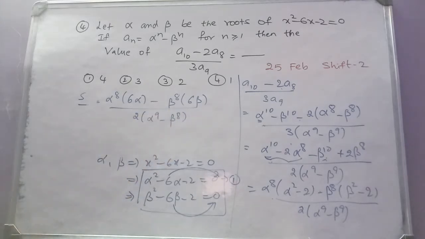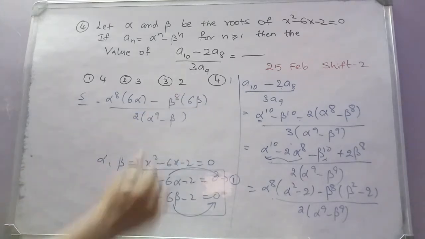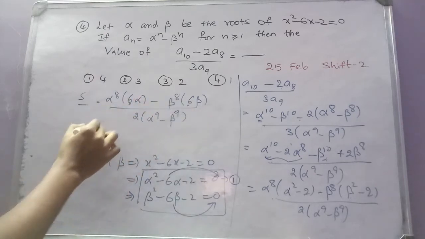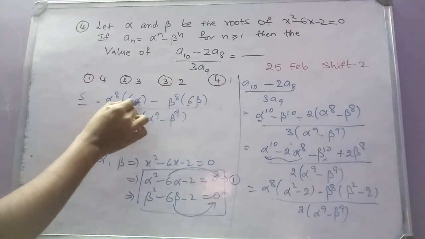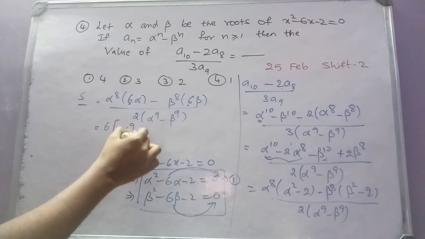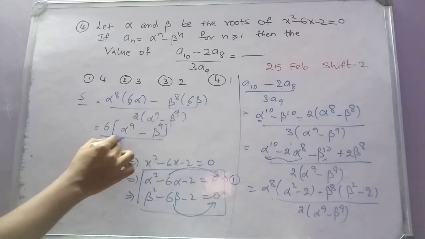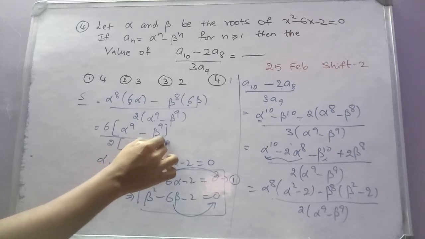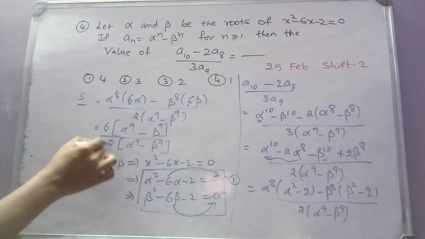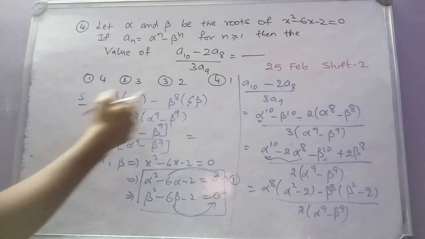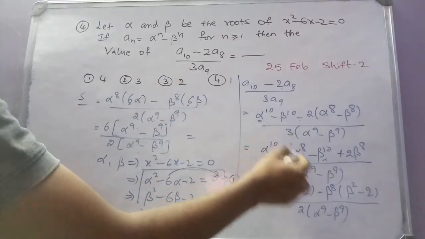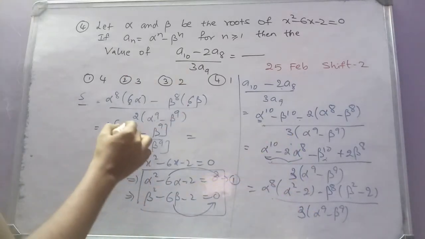One step away from our answer. I can take 6 common in the numerator. Alpha power 8 into alpha is alpha power 9, minus beta power 8 into beta is beta power 9, divided by the denominator, 2 times alpha power 9 minus beta power 9. So both are the same, they will get cancelled. 6 by 2 is equal to, wait a second, it is 6 by 3, not 2. I have made a mistake here. This is 3 into.